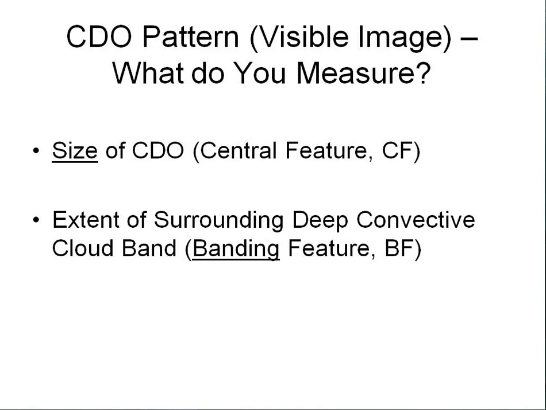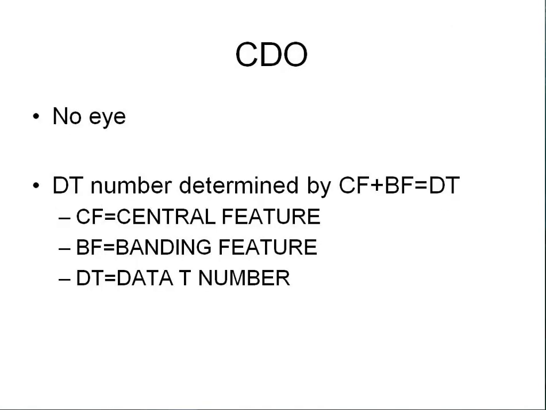With the CDO pattern, the T-number assignment procedure is different depending on whether you're using a visible or an enhanced IR image. As summarized here, with visible images, CDO size along with the extent of banding determines the T-number. Large CDOs with extensive banding indicate more intense tropical cyclones. So, two measurements are made, one for central features CF and one for banding features BF, and the T-number is the sum of the two. Central feature and banding features are evaluated separately.